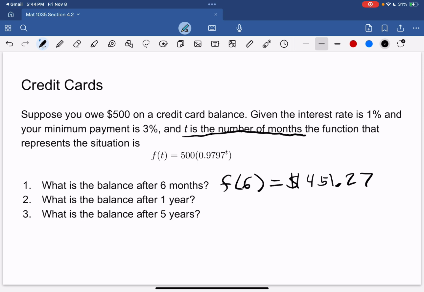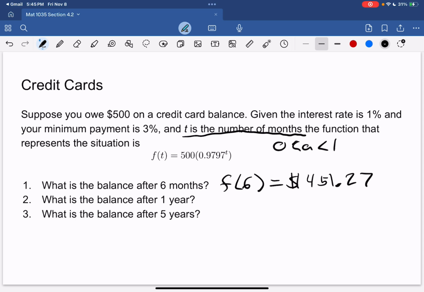Okay? So here would be a great place to stop and kind of check yourself. All right, if you remember, our condition for decay was a was between 0 and 1. Okay, well, we can see 0.9797 is between 0 and 1, so we would expect our values to get smaller as we plug in bigger t's. Obviously, it went from 500 to 451, so that's good.